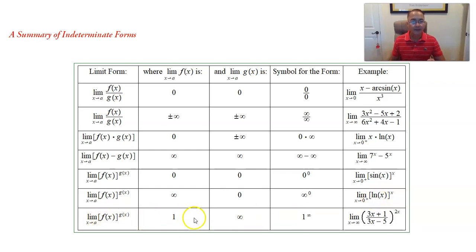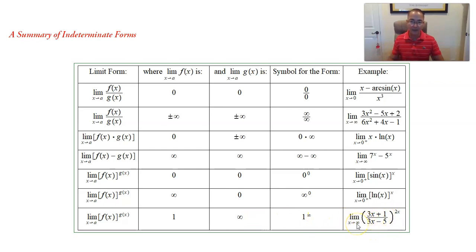Final form: the base is approaching 1, but the exponent is approaching infinity. So it looks like 1 to the infinity. And you might say, wait a minute, isn't 1 to any power just 1? The problem is that the base is not exactly 1, it's only approaching 1, and the exponent is not 7 or 7 million, it's getting bigger and bigger. Here's an example we'll see in a few minutes.